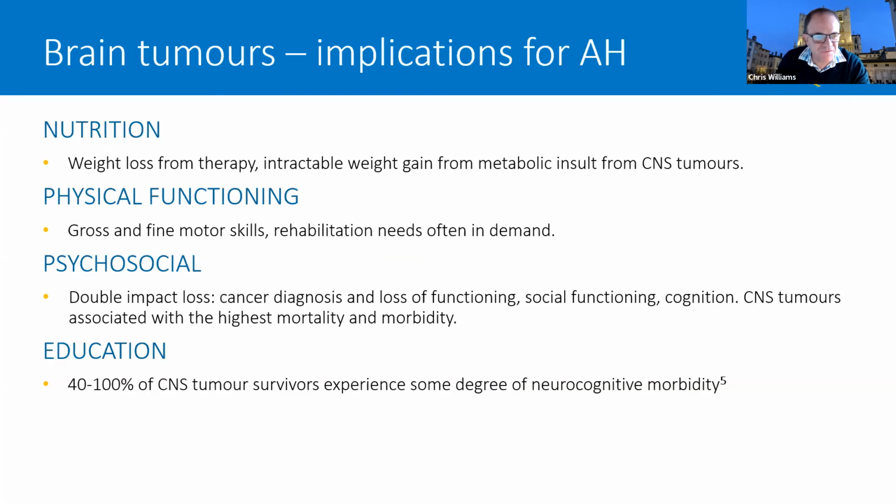So what are the implications for allied health? Nutrition, again, is a real issue. Weight loss from therapy, particularly those therapies requiring chemotherapy, radiation, and surgery. For those that have metabolic issues, it can be intractable weight gain as an issue of endocrine issues from CNS tumours. So they all need a good nutritional consultation, and they will all get a nutrition consultation in late effects as well. These are children that won't leave, as much as they leave the cancer service, they don't leave the care of paediatric care right through their childhood, because we need to ensure they're growing well.